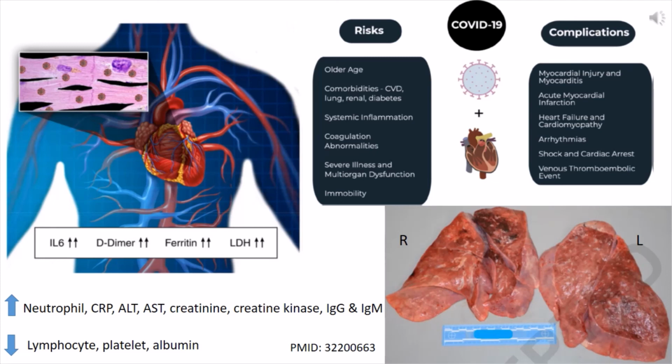The numbers of different blood cells, including leukocytes, lymphocytes, neutrophils, platelets, and hemoglobins, undergo changes that can be evidence for the type and severity of the disease. Many SARS-2 patients showed increased levels of blood biomarkers such as C-reactive protein, alanine aminotransferase, aspartate aminotransferase, creatinine, creatine kinase, IgG, and IgM.